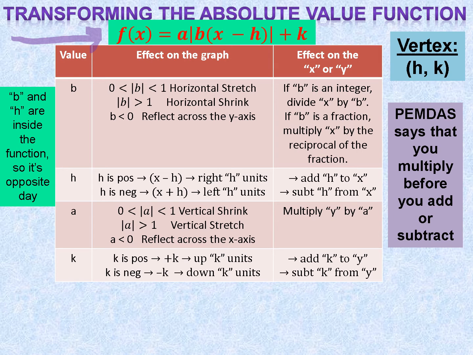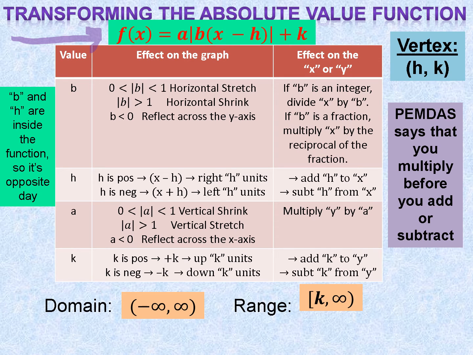Now let's talk about how this transformation function affects our domain and range. Well, it doesn't matter if we move this up, down, left, right, stretch it, shrink it, reflect it. His domain is always going to be negative infinity to infinity. But the range changes. So our range is K to infinity if A is positive.